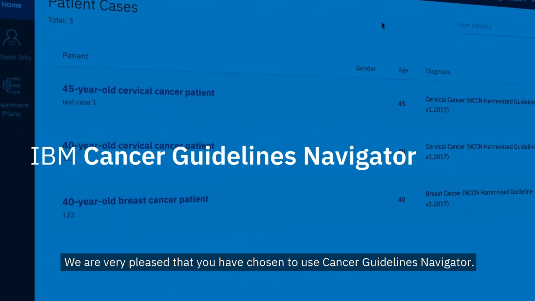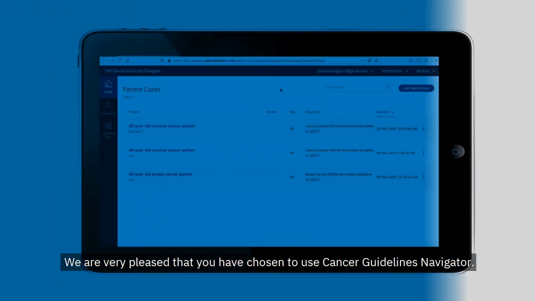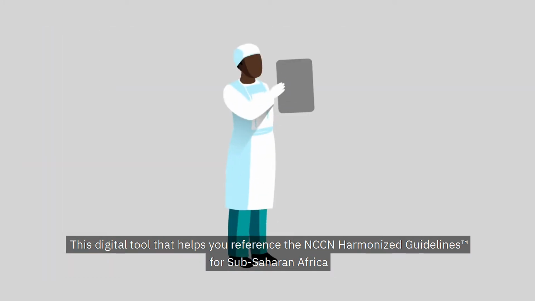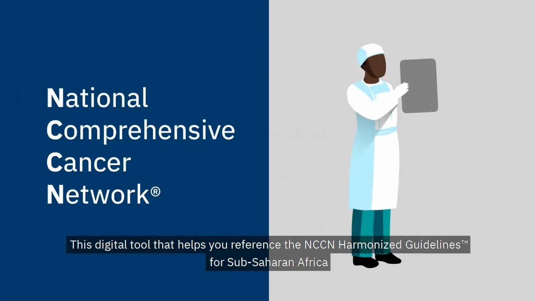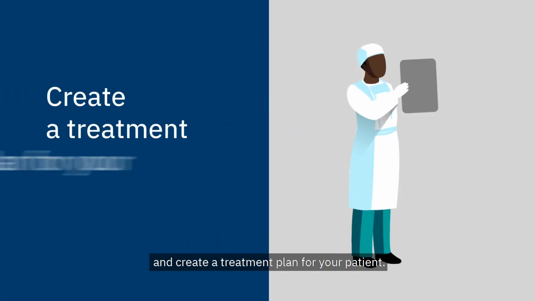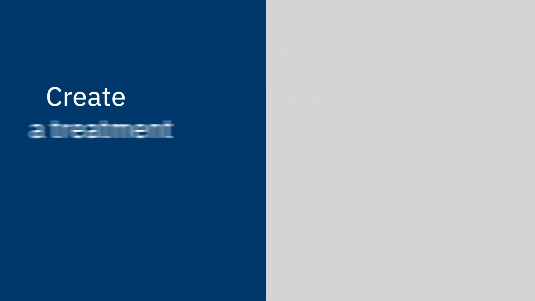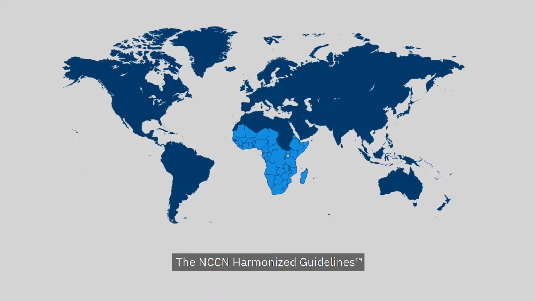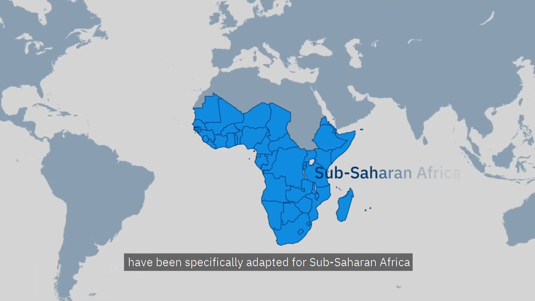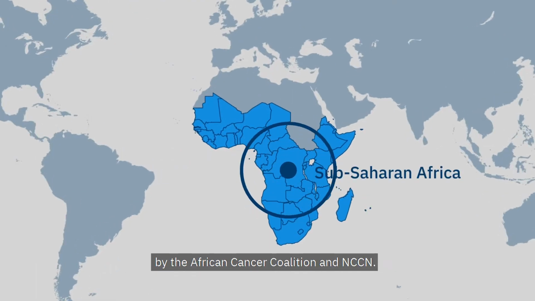We are very pleased that you have chosen to use Cancer Guidelines Navigator. This digital tool helps you reference the NCCN Harmonized Guidelines for Sub-Saharan Africa and create a treatment plan for your patients. The NCCN Harmonized Guidelines have been specifically adapted for Sub-Saharan Africa by the Africa Cancer Coalition and NCCN.